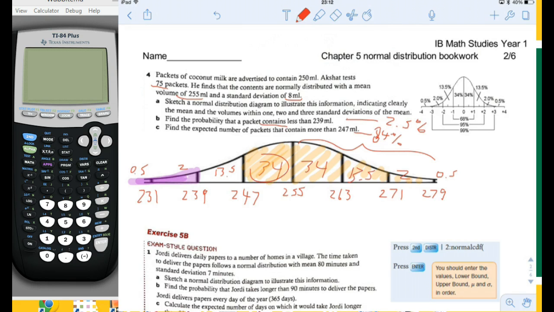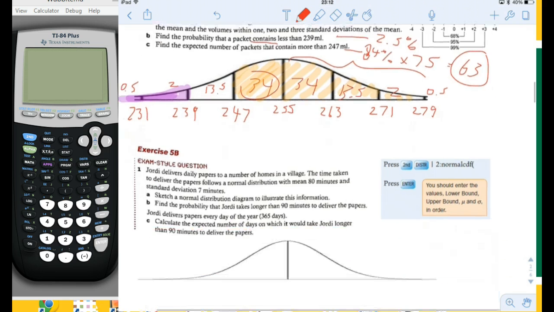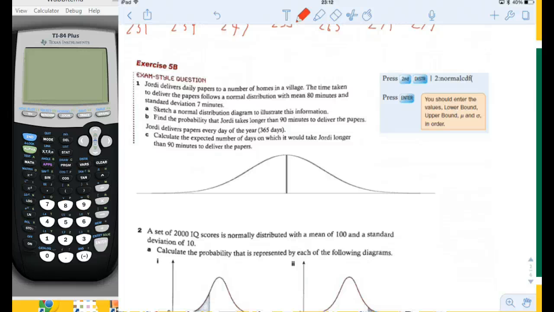Okay, so the answer for this is 84%, but they don't want to know the percentage. They want to know the expected number of packets. To find the expected number of packets, multiply the percentage times the total number of packets, which is 75. So if we multiply 84% times 75, 0.84 times 75 equals 63. So the expected number of packets to contain more than 247 would be 63. Okay. Now it looks like we're going to have to use the calculator. Okay, so just like we did in the investigation.